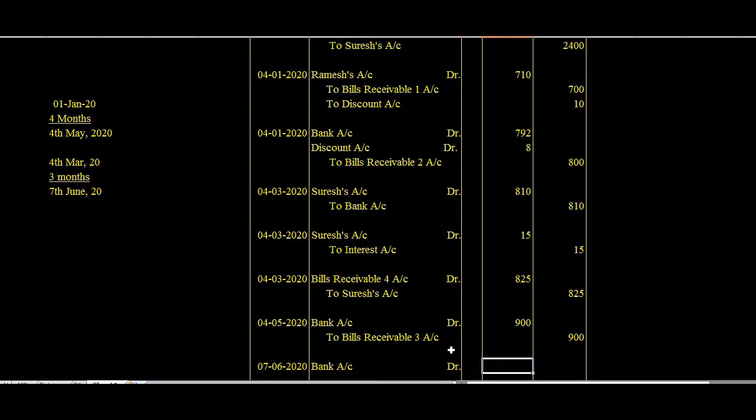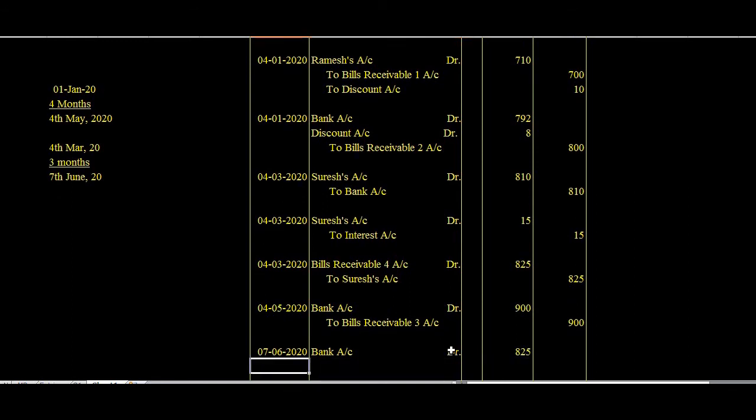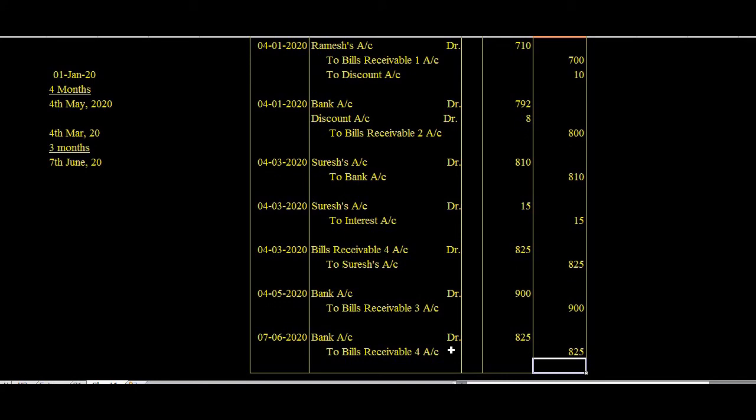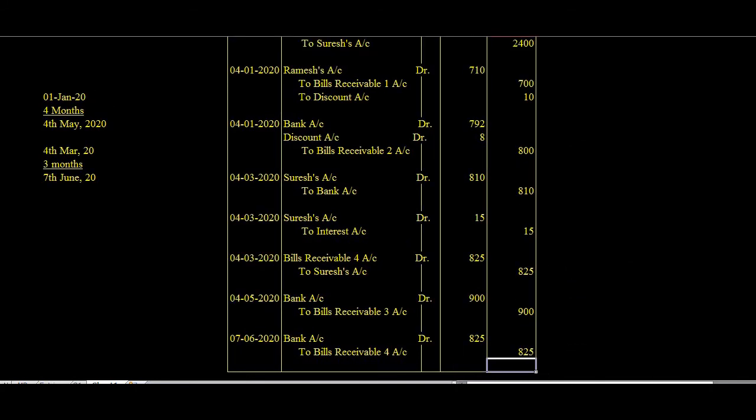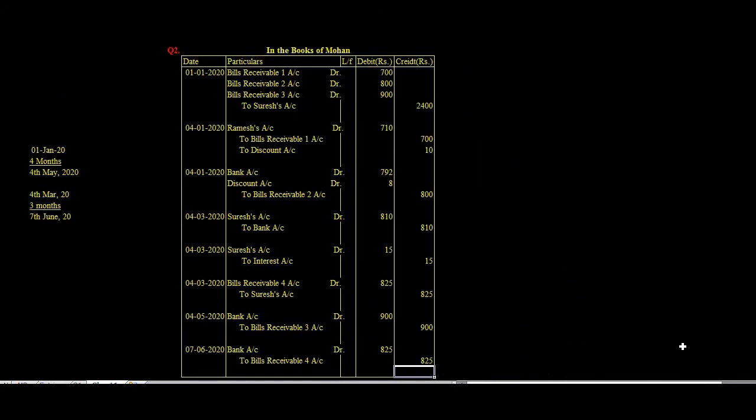Guys, remember the amount of the fourth bill is 825. To bills receivable 4 account, and the amount is 825. That's it. The problem is done. We have solved this complete problem. The whole problem is now there on your screen.